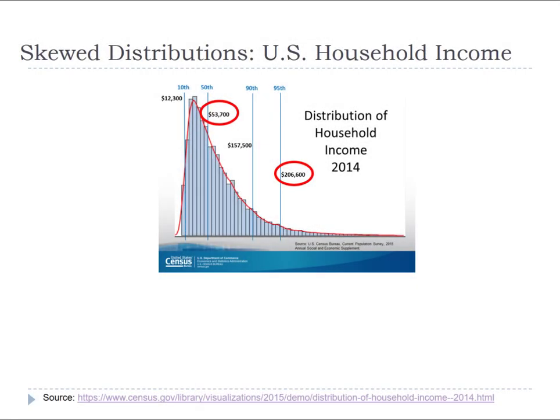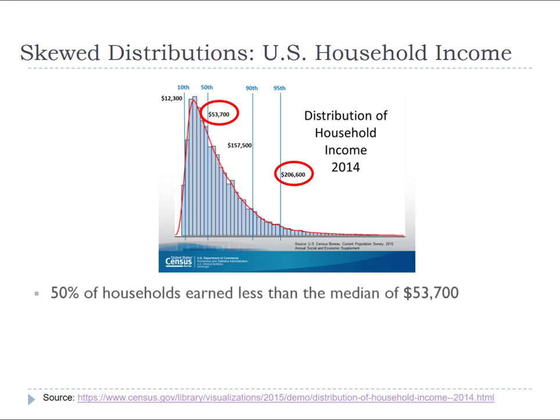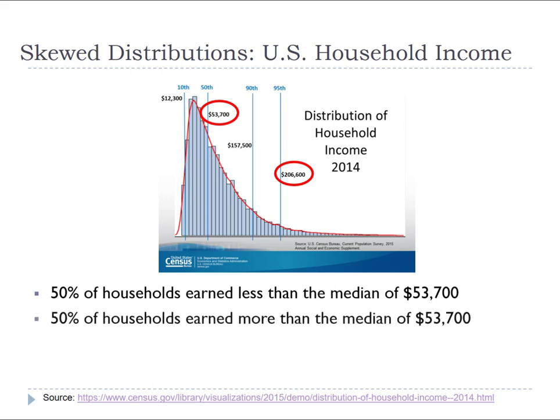A good example of a positively skewed distribution is household income in the US. The histogram presented here shows the distribution of US household income in 2014. In 2014, we can see from the histogram that the median household income was estimated to be $53,700, what is also known as the 50th percentile. In other words, 50% of US households earned less than $53,700, and 50% earned more than that figure.